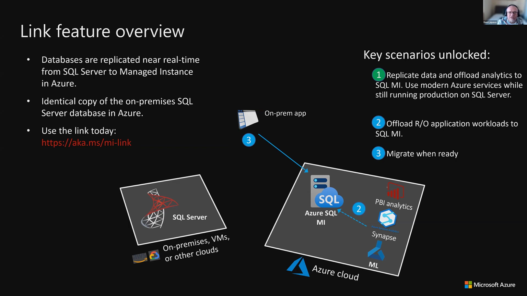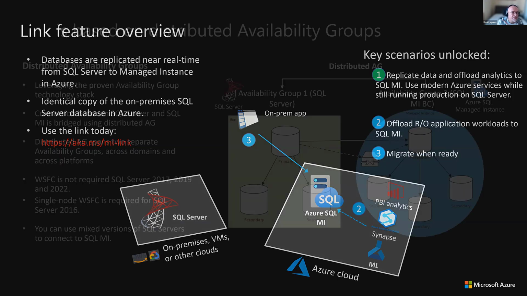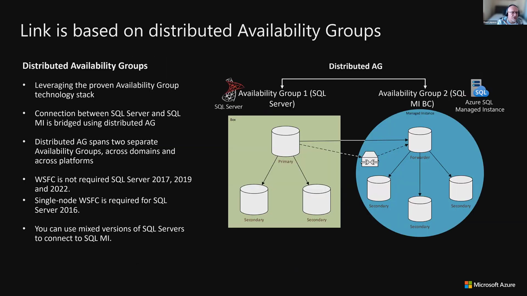Now, a bit more about technology. The link is essentially a distributed availability group. It is a concept well known in SQL Server for the past several releases. It essentially is a bridge which bridges two AGs. So in this diagram here, we see an AG on the left-hand side, which is SQL Server, and on the right-hand side, an AG which is existing in managed instance. So the distributed AG bridges those two AGs.